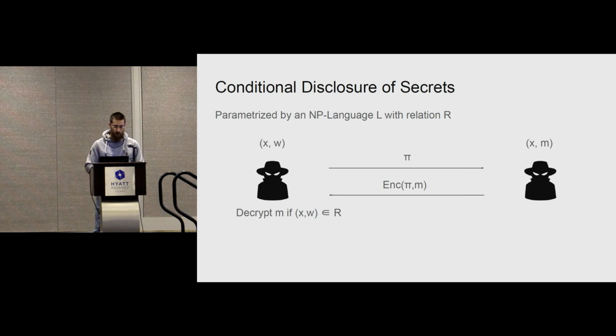We model this via a two-round protocol, where the first message is just non-interactive. You can think of it as a non-interactive proof from the first party, and the second message is sort of an encryption. I'll be more formal later, but you can think of it as an encryption that takes as input this small proof and the message, and the party on the left is actually able to recover the message if the statement X and W were indeed to satisfy the relation R. Okay, so this is the problem statement.